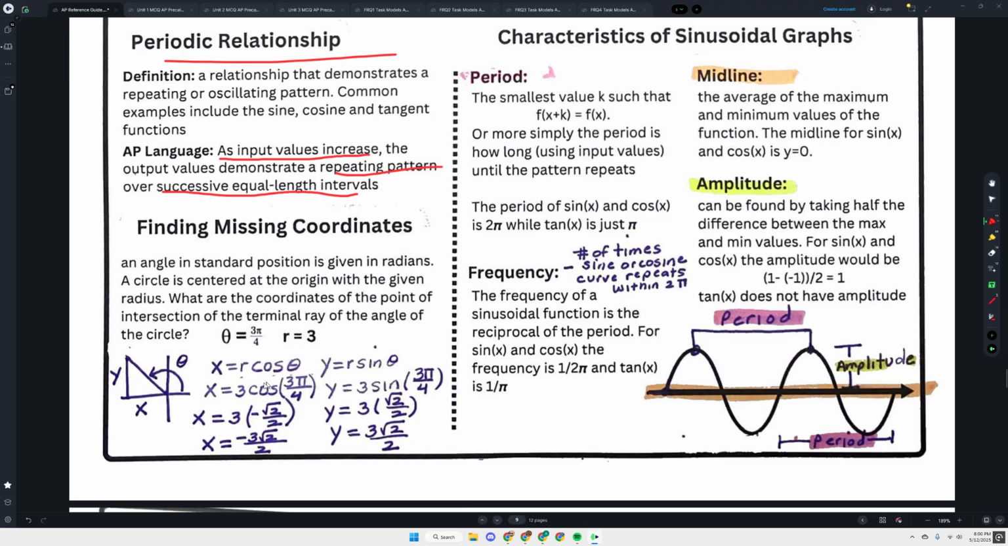And you can find missing coordinates by drawing a triangle, putting R, and then using the theta values and solving.